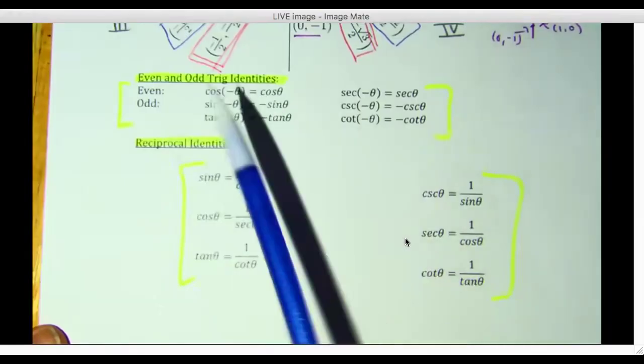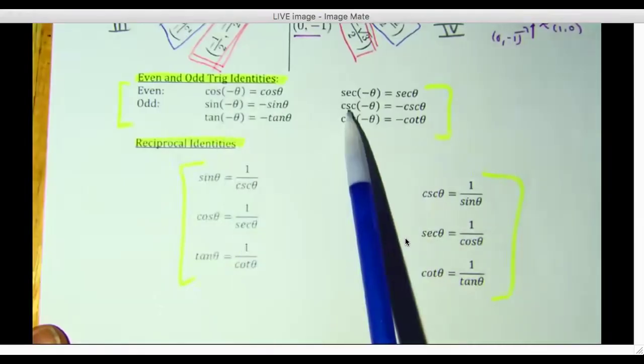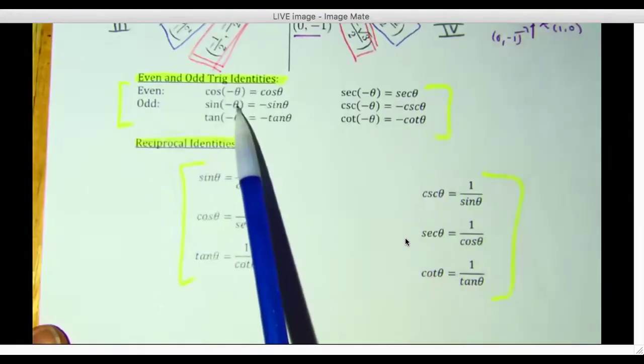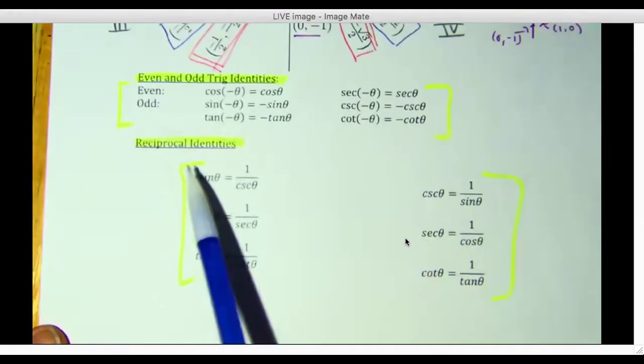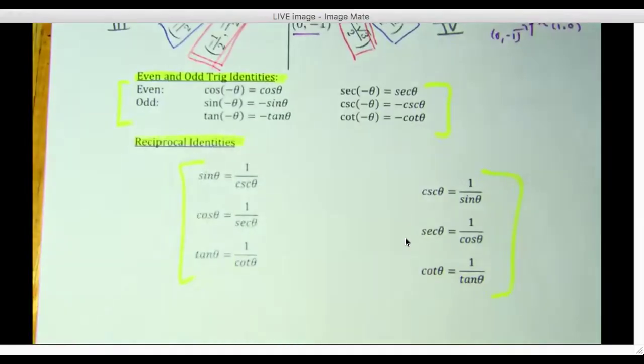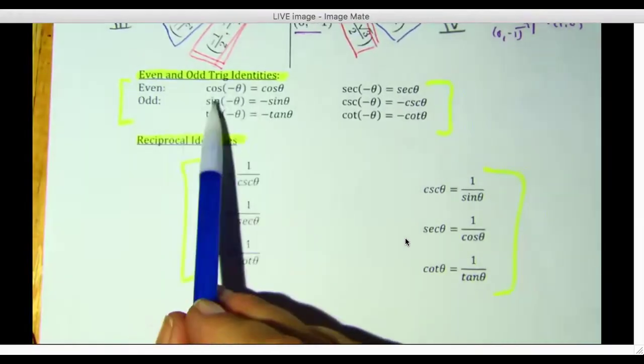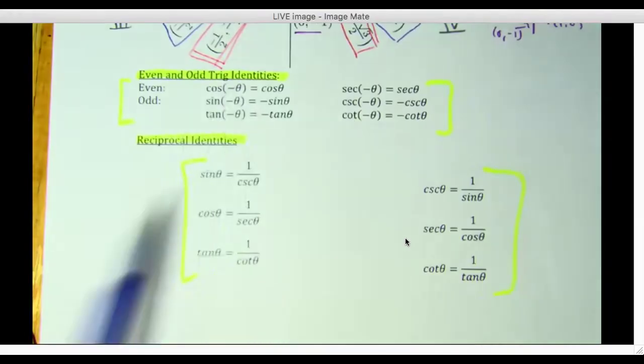It goes away. Sine, tangent, cosecant, and cotangent are all odd functions. You have negative theta, and then you can pull that negative out, and you will have that be equal to negative sine of theta. So that's one of the properties for sine, tangent, cosecant, and cotangent.